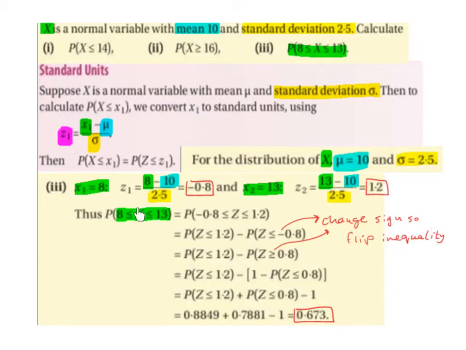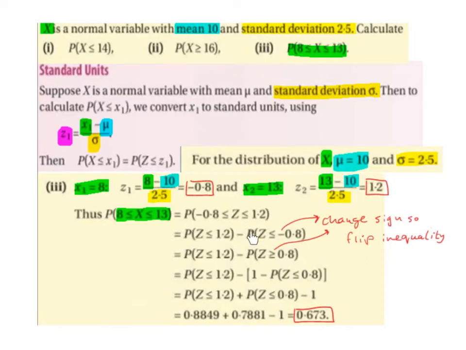Thus, the probability that x lies between 8 and 13 is the same thing as the probability that z lies between minus 0.8 and positive 1.2. This is the same thing as the probability that z is less than or equal to 1.2 minus the probability that z is less than or equal to minus 0.8. If we work out this probability, that's the probability from 1.2 all the way over to the left tail. And if we work out this probability, which is from minus 0.8 all the way over to the left tail, and subtract it, then we're left with what's in between the two.